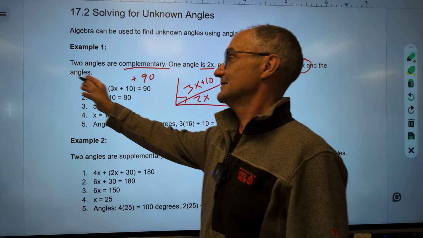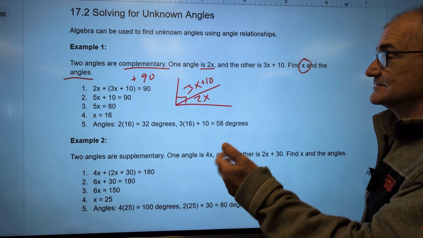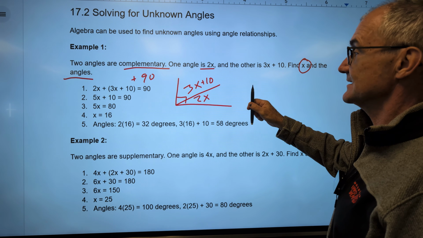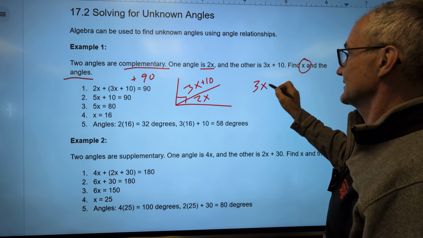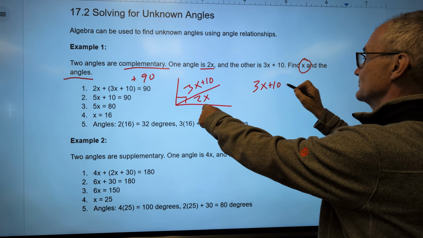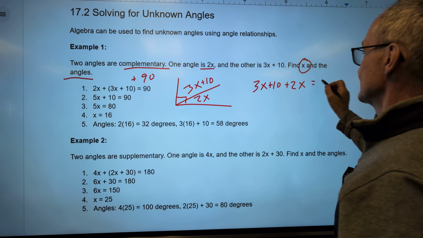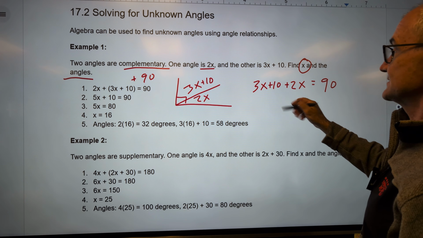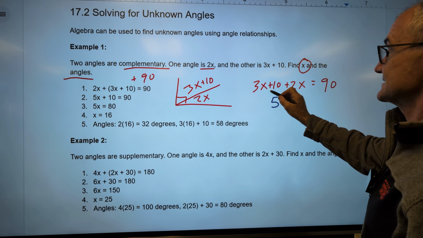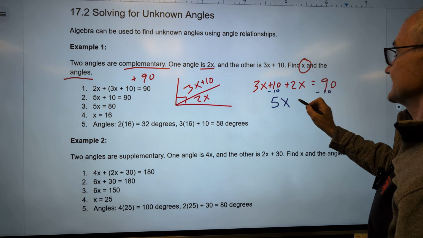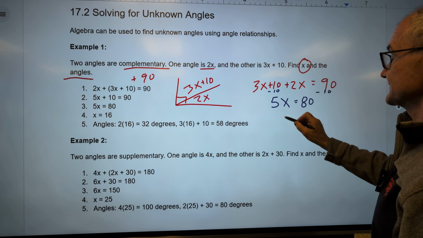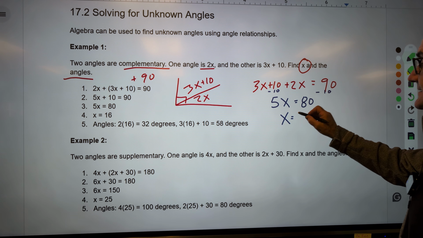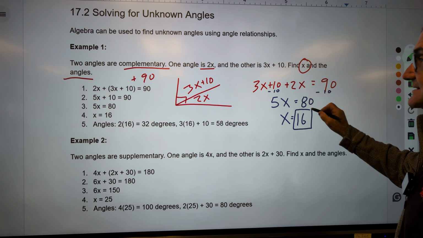So here we have a few different answers. We need 3 answers: x and then the 2 angles. These 2 angles add up to 90. So I have 3x plus 10, one of the angles, plus the other angle, 2x, equals 90. I combine similar terms: 3x and 2x is 5x. I subtract 10 from both sides, and I get 5x is equal to 80. X is equal to 16. I have my first answer, 16.